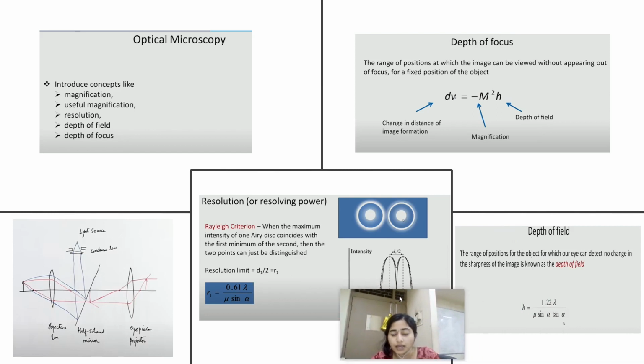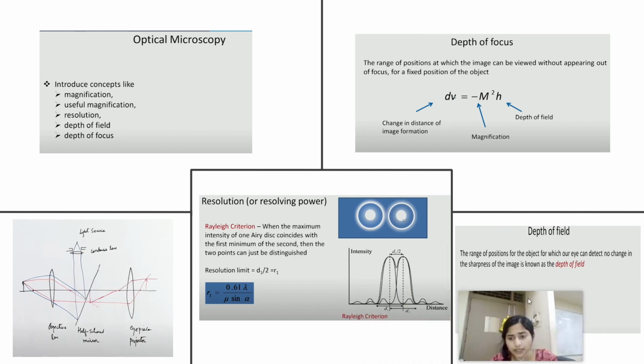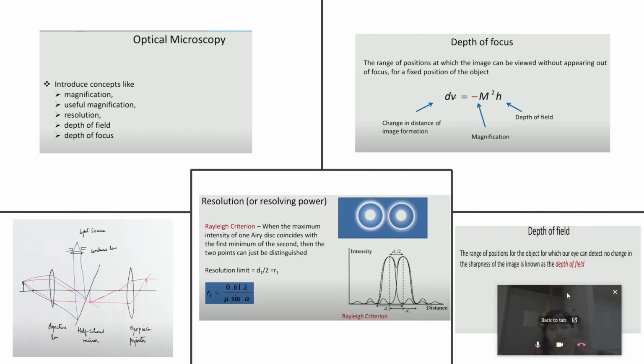And what is depth of field? Depth of field is the range of position for the object for which our eye can detect no change in the sharpness of the image. And h we can write in terms of lambda, mu and alpha again. Here also lambda is the wavelength, mu is the refractive index, and alpha is the half aperture angle. What the aperture angle is was already discussed in the class, so I just gave a brief idea of what we are going to do in this live session.